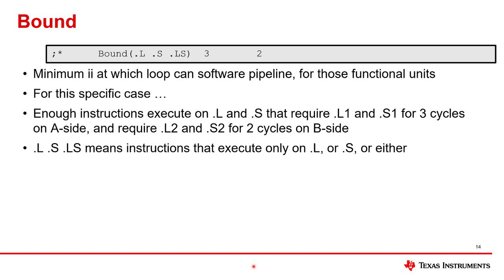On the bound lines, the number represents the minimum II at which the loop can software pipeline with regard to those functional units. So let's consider this specific case. Enough instructions execute on .L and .S that require .L1 and .S1 for 3 cycles on the A side, and require .L2 and .S2 for 2 cycles on the B side. And that .L, .S, and .LS means instructions that execute only on L, only on S, or on either one.